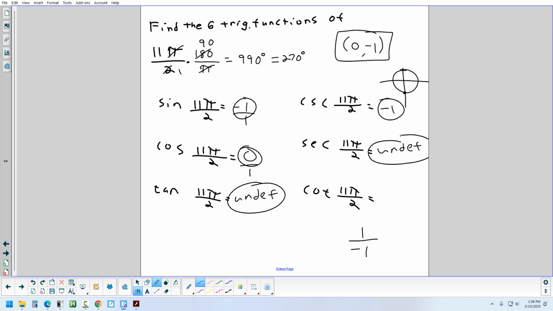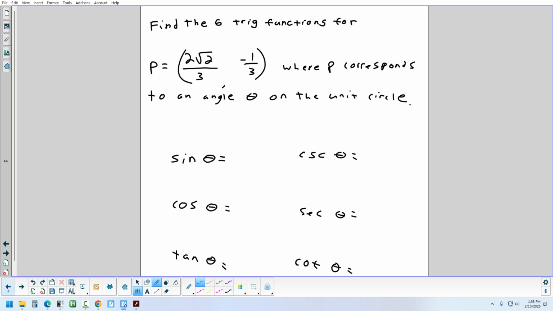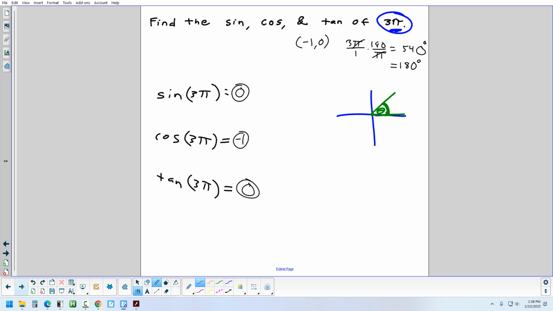And what about the cotangent? 0. That's 0. When you flip 0, you get undefined. When you flip undefined, you get 0. Okay. All right, so any questions on finding the trig functions if I give you a coordinate like this one, or I have you find the coordinate like one of those?